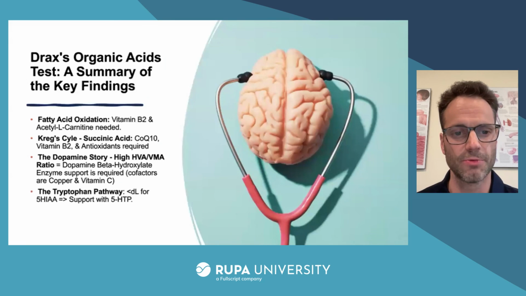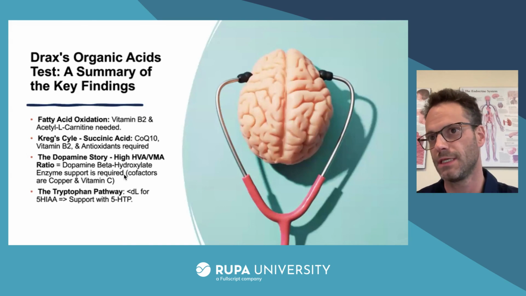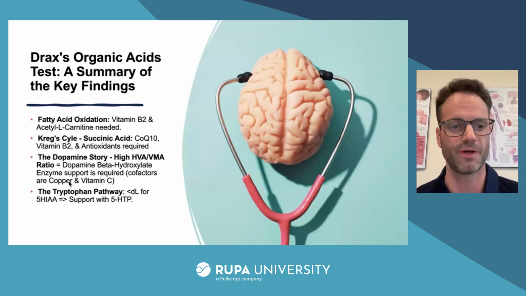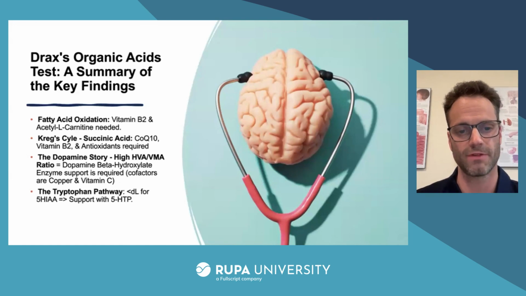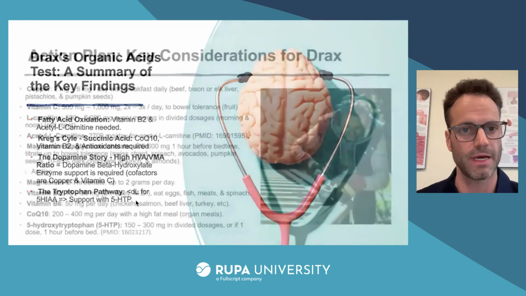And then we talked about the dopamine beta hydroxylase enzyme supporting required cofactors, copper and vitamin C. You can do liposomal vitamin C, to bowel tolerance. And then copper, ideally from food first, and we'll talk about that a little bit in the next slide. And then tryptophan pathway support with 5-HTP if he tolerates it. And there are products with that with B6 and stuff like that. So take that before bed.